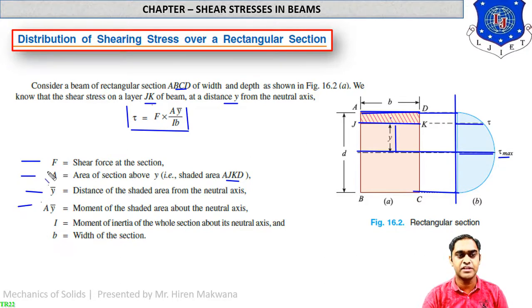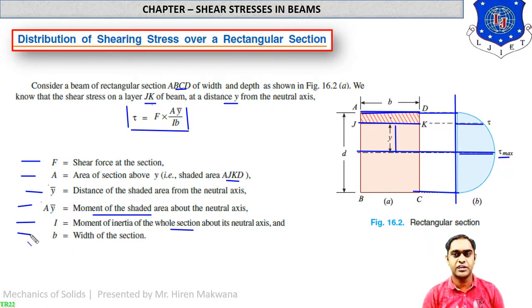A into y bar, the multiplication of the second and third notation, will give you the moment of the shaded area about the neutral axis, which will be given in mm cube. I is equal to moment of inertia of the whole section, that is, the whole rectangular section about its neutral axis, which is B D cube by 12, as you all know. B is equal to width of the section. So these are the different notations used in the equation as well as in the figure. Let us move ahead and take the figure itself and find the different values.